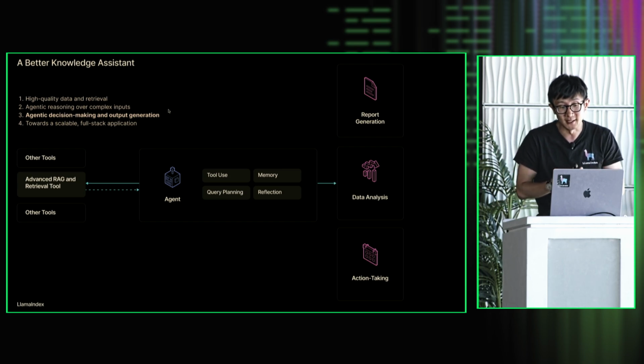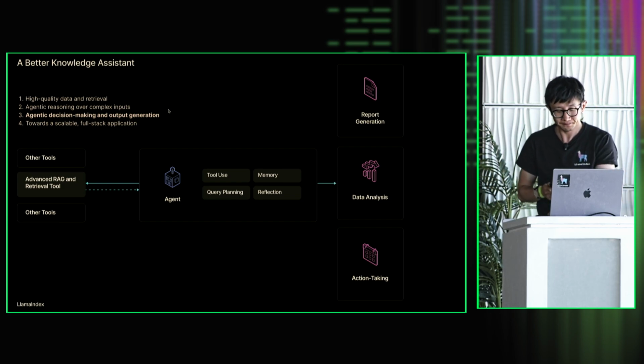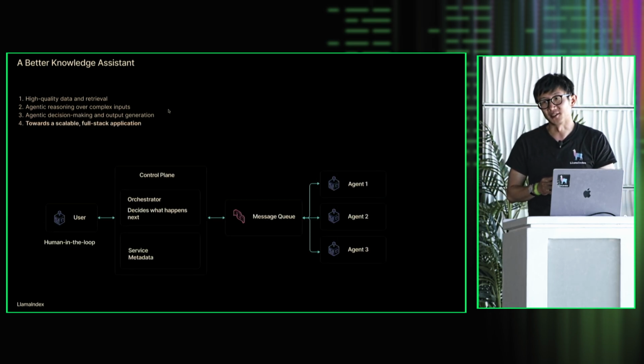Because to us, this basically means greater automation and greater units of knowledge work produced by the AI assistant. And the last piece is, besides just building out some of the core technical components, how do you actually package this up into a full stack application?